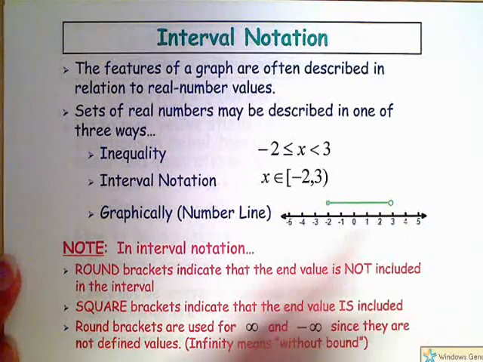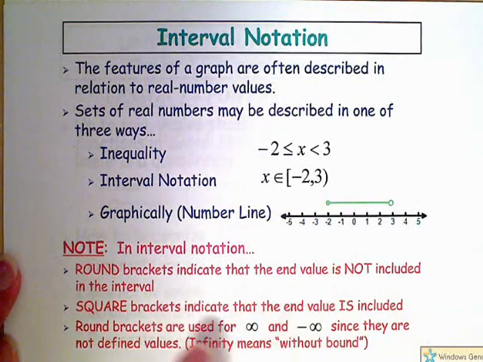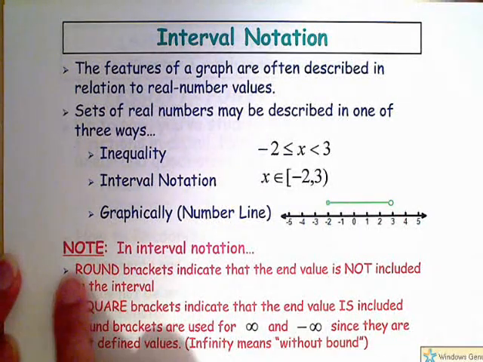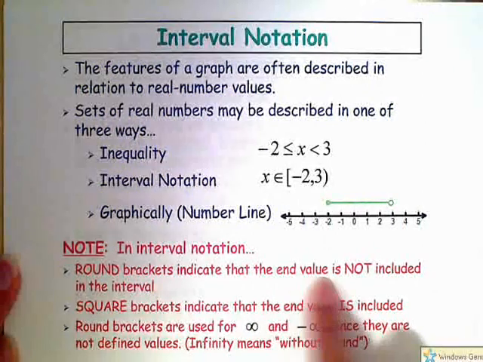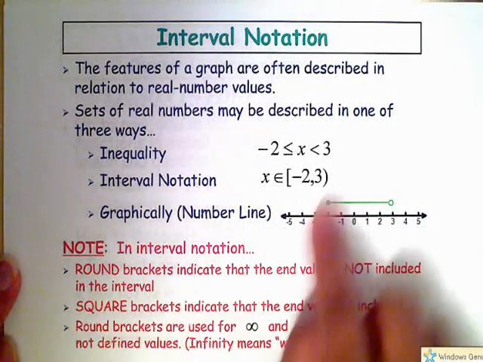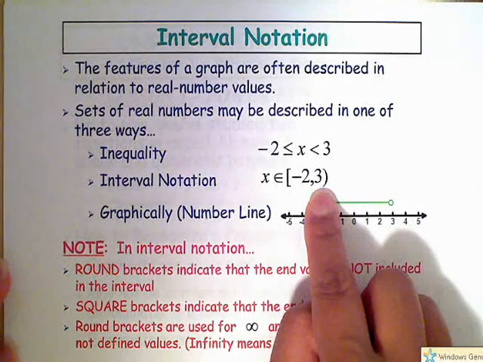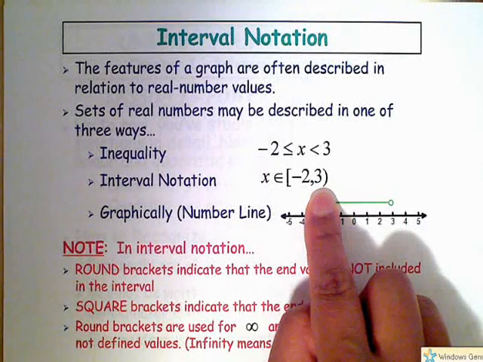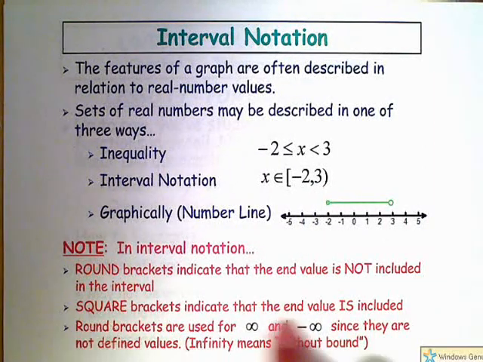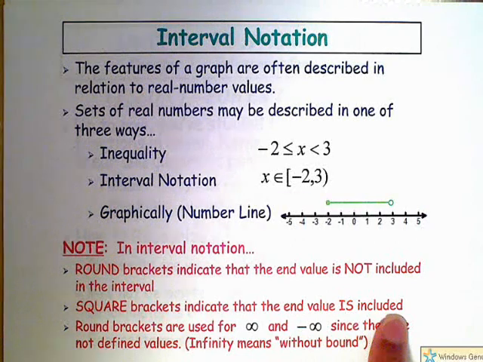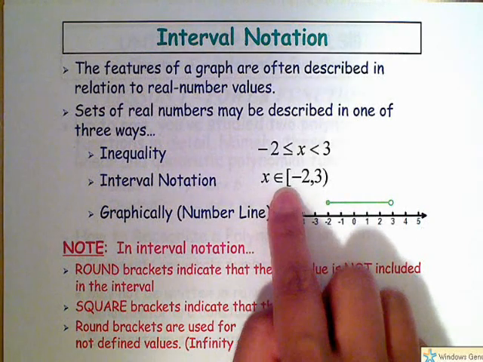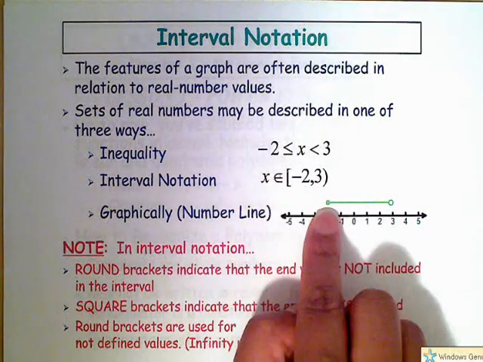So when you are writing these restrictions in interval notation, round brackets indicate that the end value is not included in the interval. So that's why you have round brackets here. 3 is not actually included in the interval. Anything before 3 is, but 3 itself is not included. Square brackets, on the other hand, indicate that the end value is included. So you'll notice that there's a square bracket here because -2 is included in the interval of values that you're looking at.